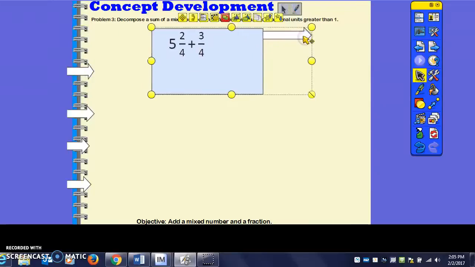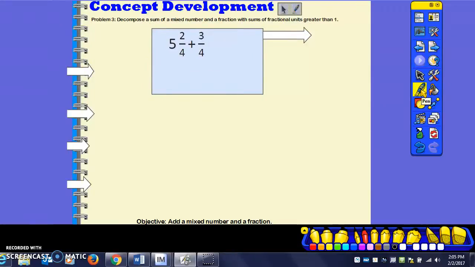Now, let's look at this one. I add my whole numbers first. 5 plus 0 is 5. And then I add my fractions. 3 plus 2 is 5. And I keep my denominator. So 2/4 plus 3/4 is 5/4.